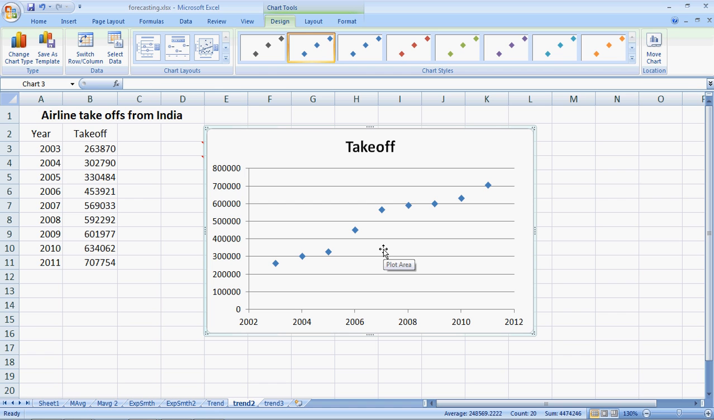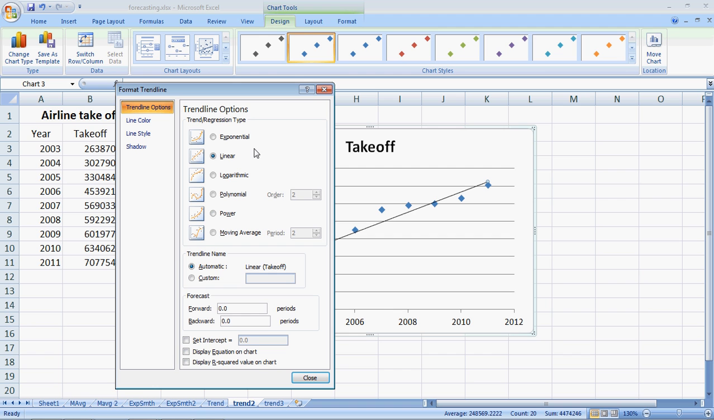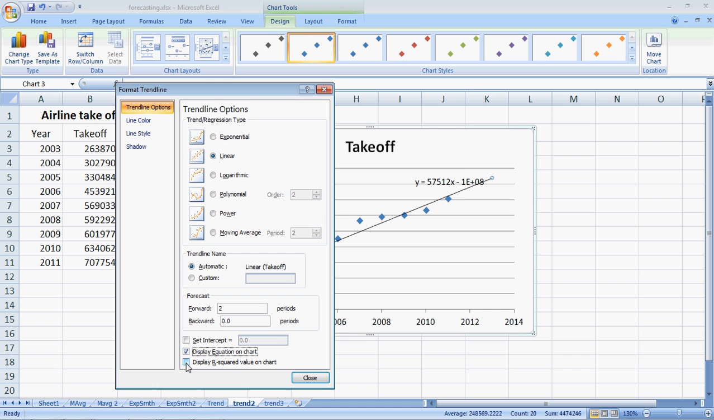This seems more or less linear. We can put the cursor on any one of the points, right click and we get this menu. We select Add Trend Line. We want a linear trend line, that's selected. The trend line name is takeoffs, which it takes from the label here. We want the forecast for the next 2 periods. We want the equation on the chart and also the r-squared value. I'll tell you what r-square is in a while, and close.